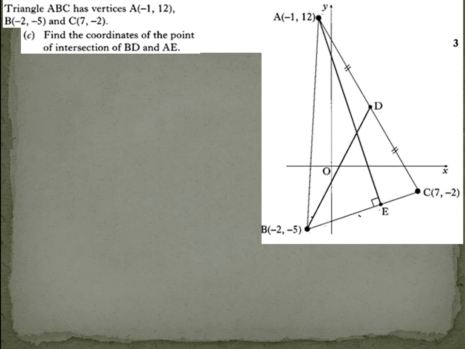Part C, it's asking you to find the coordinates of the point of intersection of BD and AE. These questions are popular. You do some work about an altitude, possibly a perpendicular bisector, a median, and then the last part of the question asks for the point of intersection. I'm not guaranteeing a question like that because they mix it up from year to year, but these type of questions have been popular where they make you do some form of intersection work as part of your final answer.